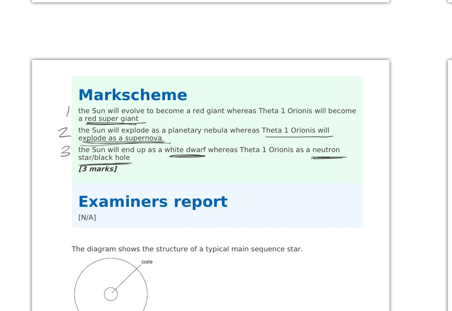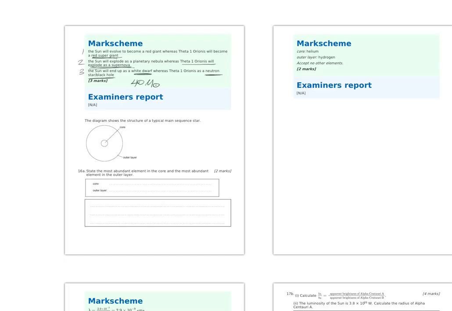And the reason why is because of its mass. 40 solar masses is big. So, for that reason. Two more questions, 16 and 17.